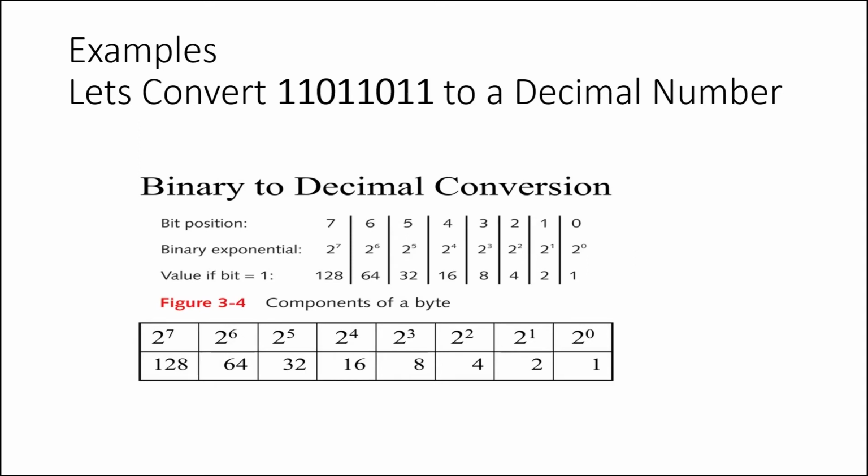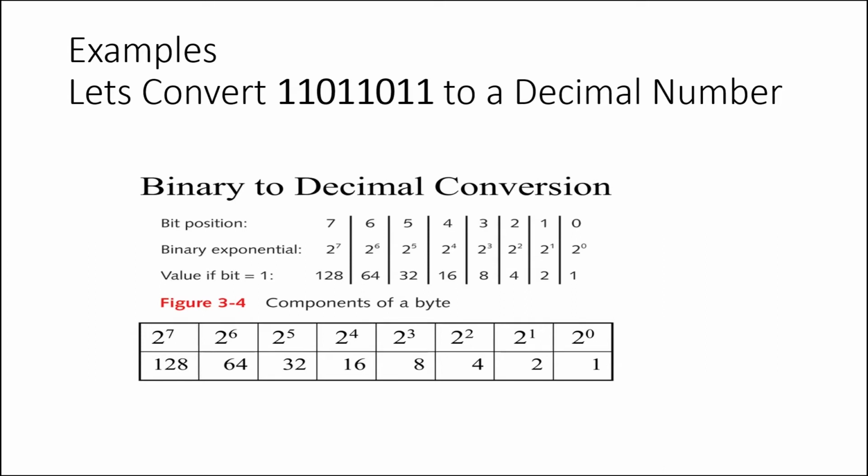Okay, so let's talk about how to convert an 8-bit binary number to a decimal number. This is the way to convert a binary number to a decimal number. I have written a binary number on my screen. It's 11011011.